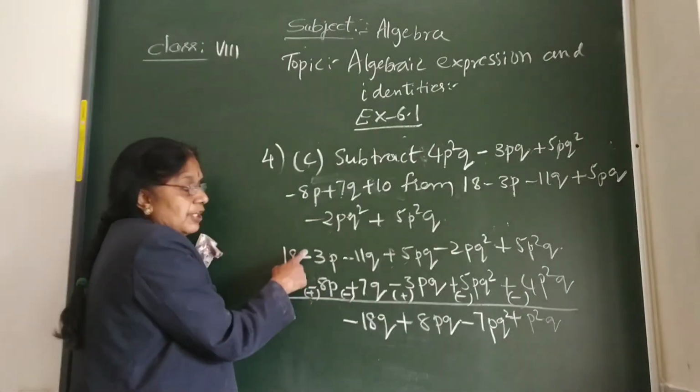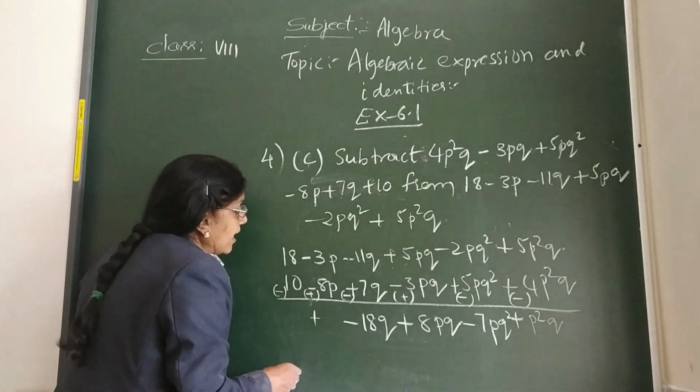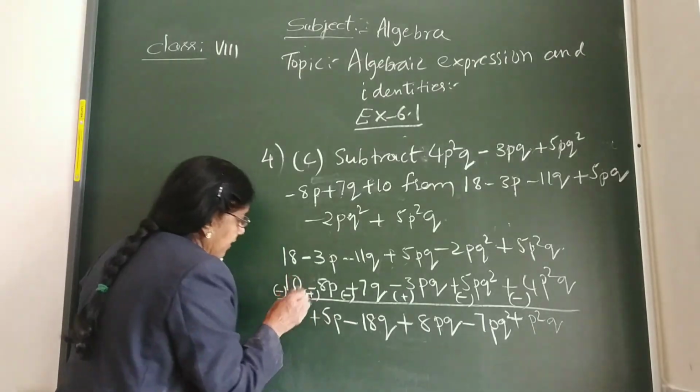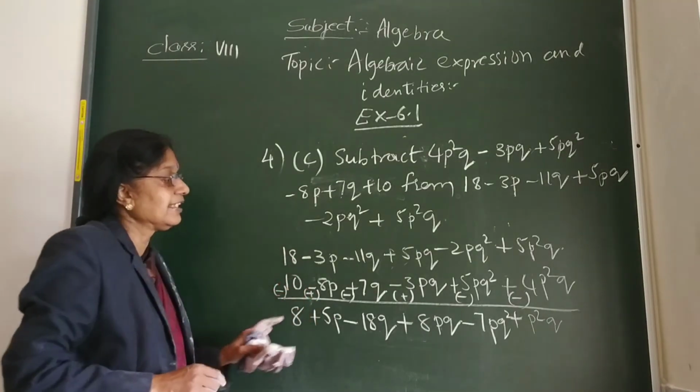Here one is positive, one is negative. Which is positive? The greater number, 8. So the sign is plus, 8 minus 3 is 5. Here plus 18 minus 10, so you will get 8. So this is your answer.